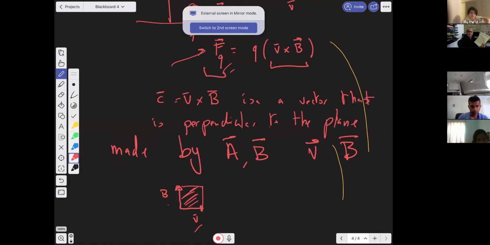You see my notebook? Suppose you have the vector V, let's say, or A, and the vector B, the magnetic field, like this, they form an angle.